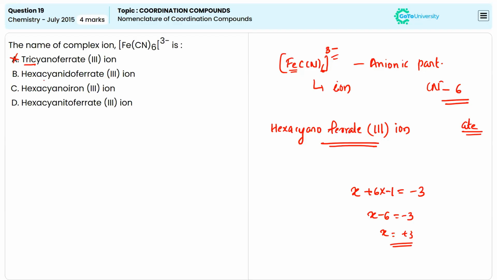Coming to the second one, hexacyanoferrate(III) ion, that will be the correct answer, because cyano or cyanido both are fine. So the correct answer is B. And the third one, hexacyano iron. We cannot use iron; that is a wrong name, so this is also wrong. And coming to the last one, hexacyanidoferrate(III) iron, we cannot use iron there either. So option D is also wrong. So the correct answer is option B.